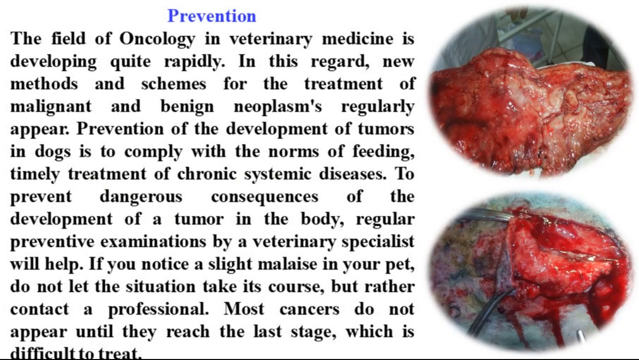Next, prevention. The field of oncology in veterinary medicine is developing quite rapidly. In this regard, new methods and schemes for the treatment of malignant and benign neoplasms regularly appear. Prevention of the development of tumors in dogs is to comply with the norms of feeding, timely treatment of chronic systemic diseases. To prevent dangerous consequences of the development of a tumor in the body, regular preventive examination by a veterinary specialist will help. If you notice a slight malaise in your pet, do not let the situation take its course, but contact a professional.